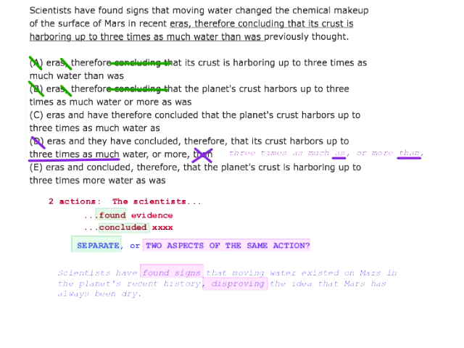And then that the planet's crust is harboring as opposed to harbors. Can somebody tell me what this means as opposed to this?